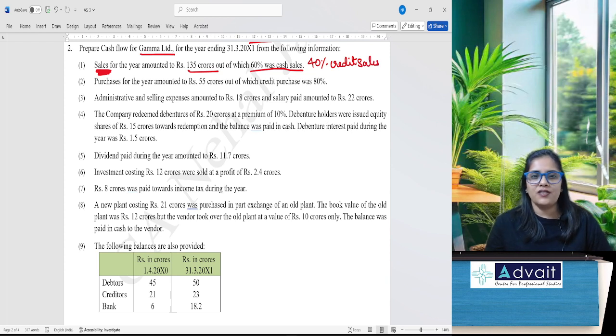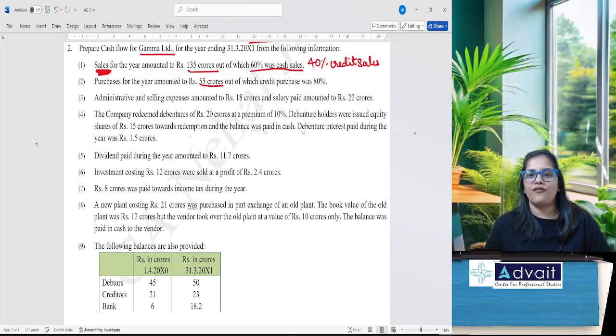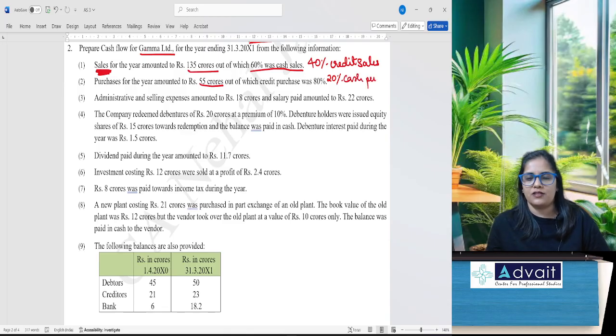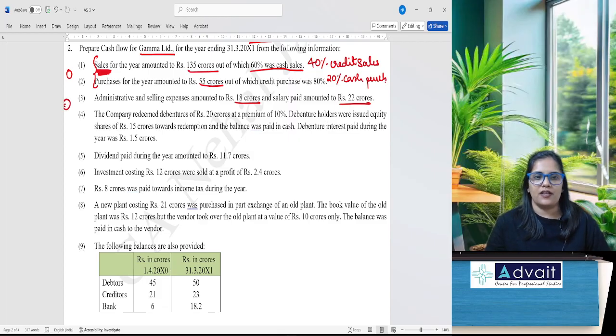Okay. Purchases for the year amounted to 55 crores. Purchases were 80%. That means the balance 20% will be cash purchases. So can I say these two will go to operating activity? Okay, sale and purchase. Administrative and selling salary paid amounted to 22 crores. Again, this is operating activity.